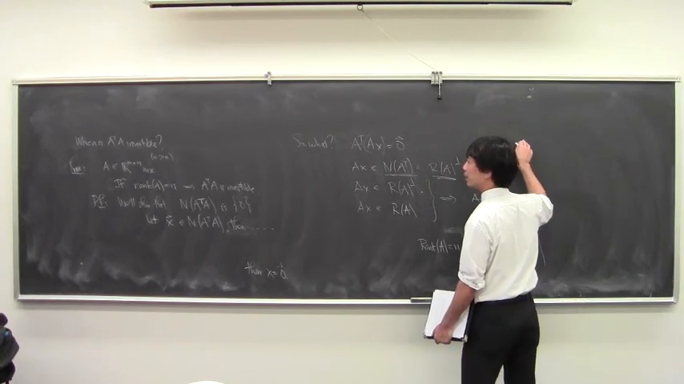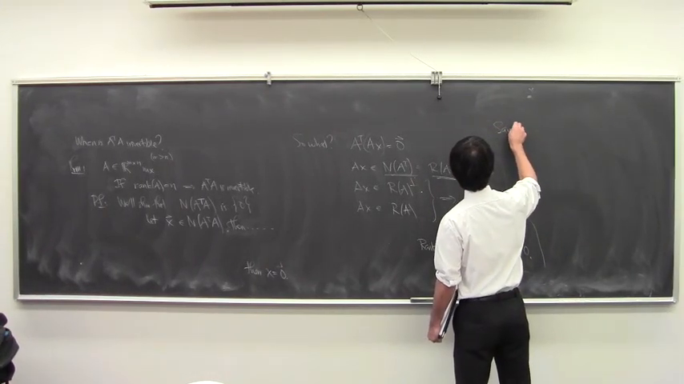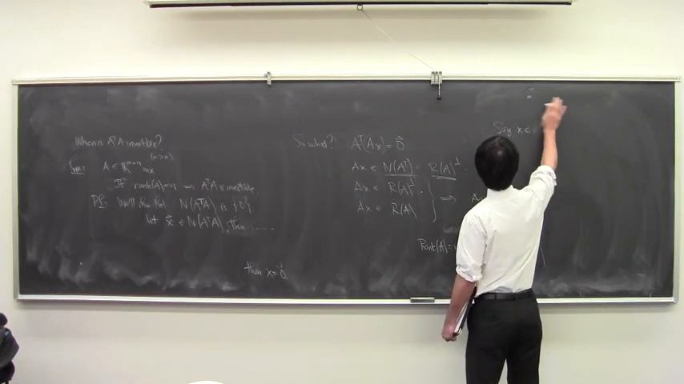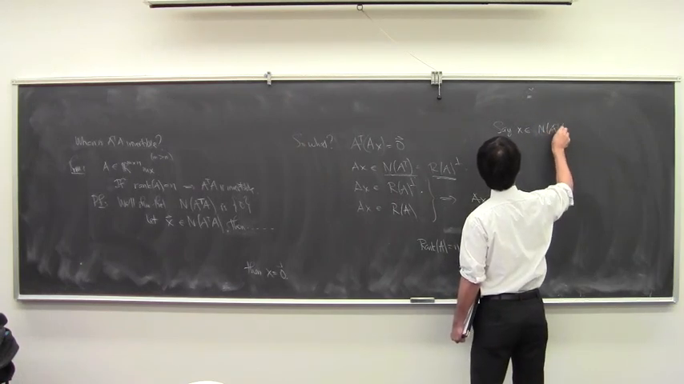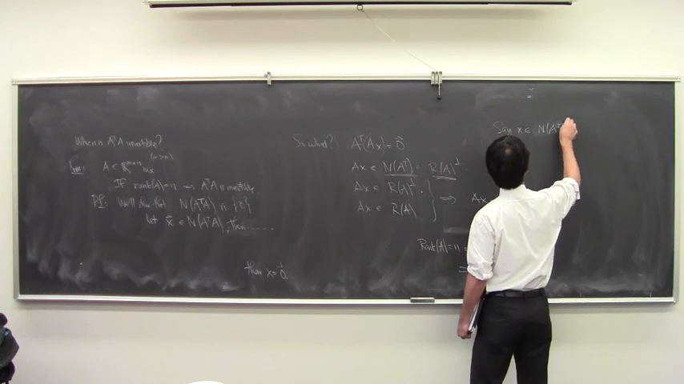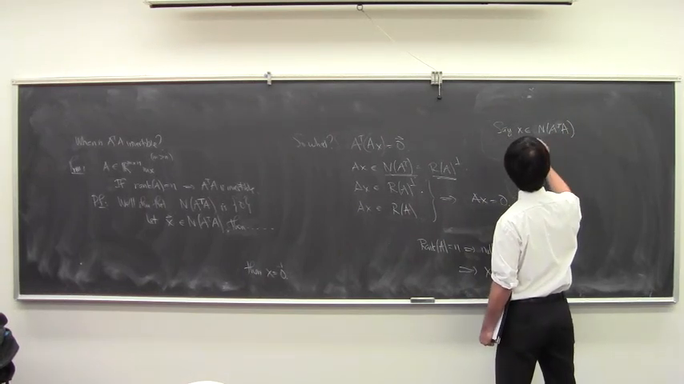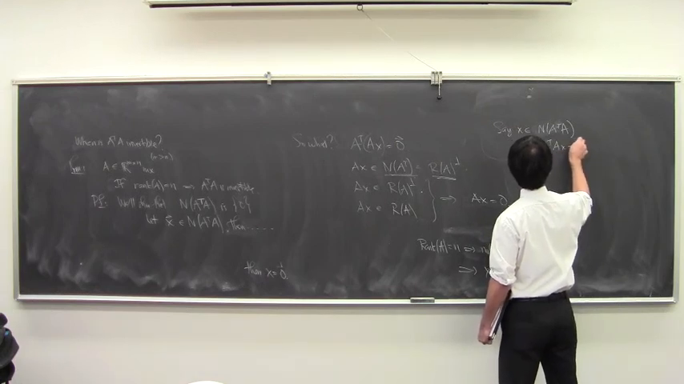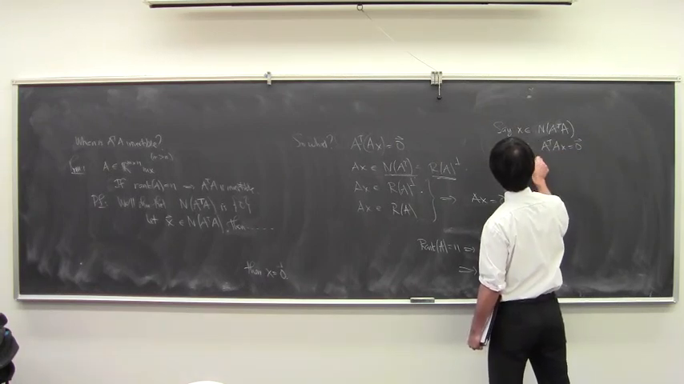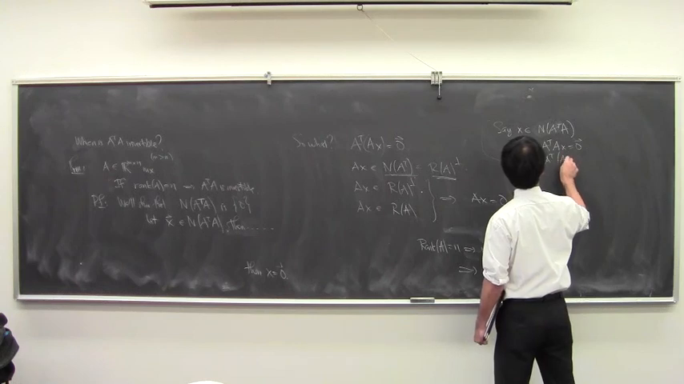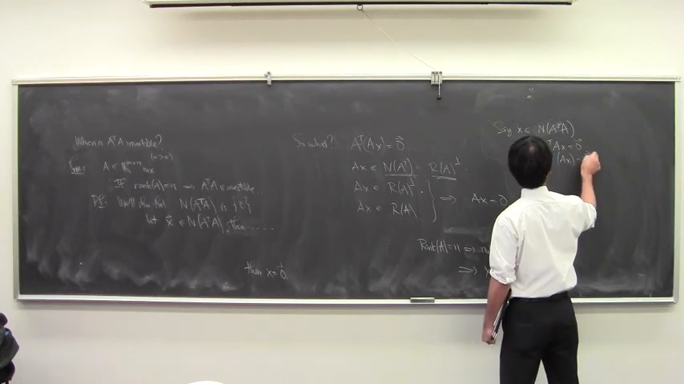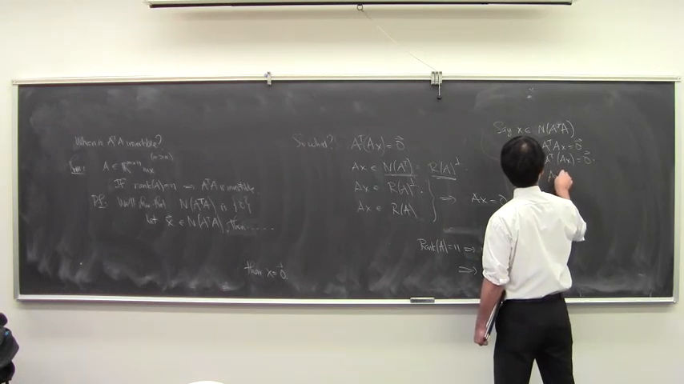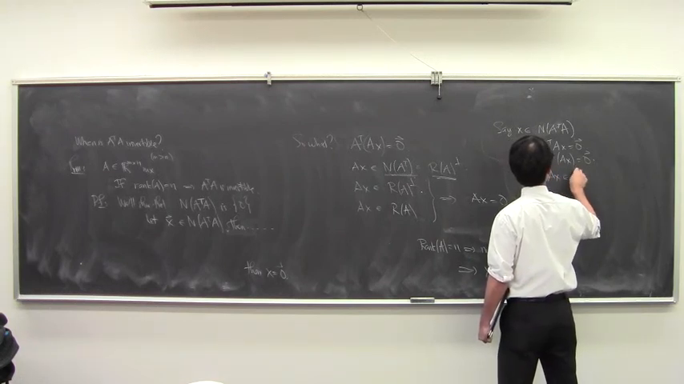Right? So say X lies in the null space of A transpose A, i.e. A transpose A X equals the 0 vector. But that gives us that A transpose A X is the 0 vector, which gives us that AX lies in the null space of A transpose.